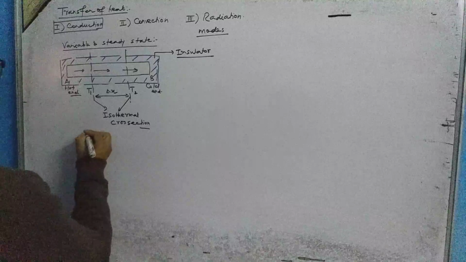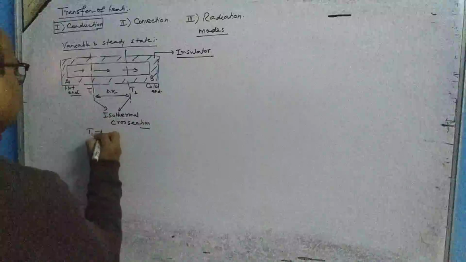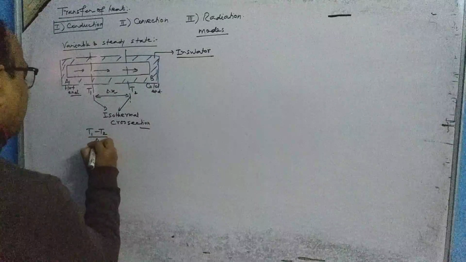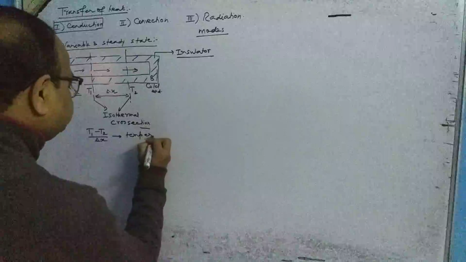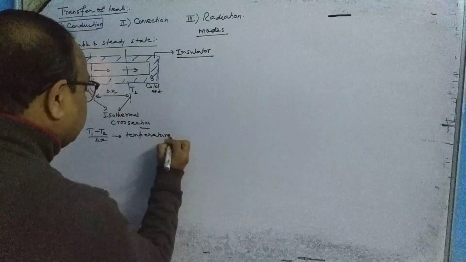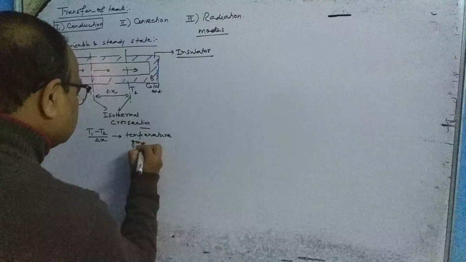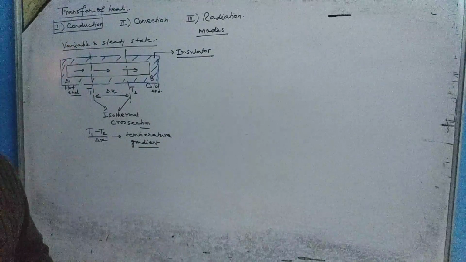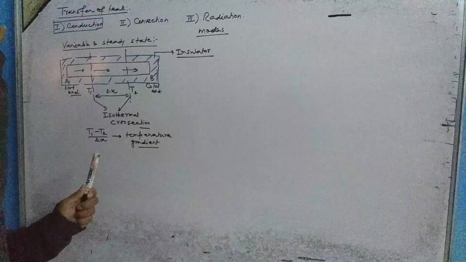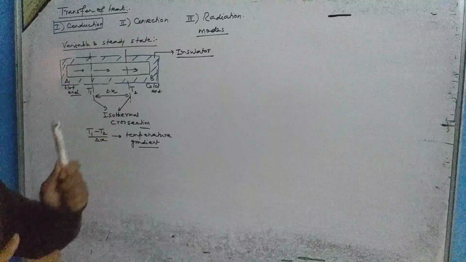Suppose then T1 minus T2 by delta x. What is this called? This is called the temperature gradient. Change in temperature per unit distance.